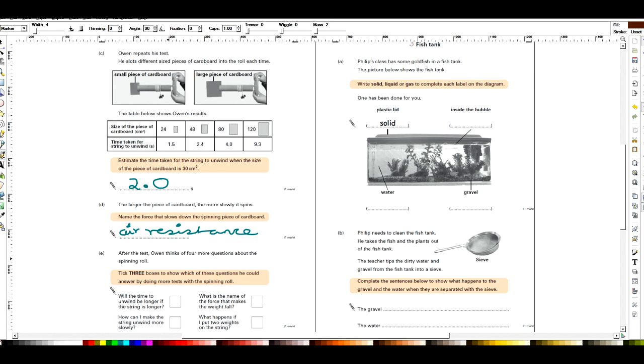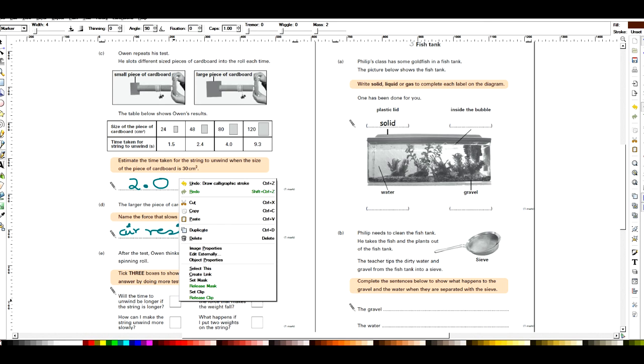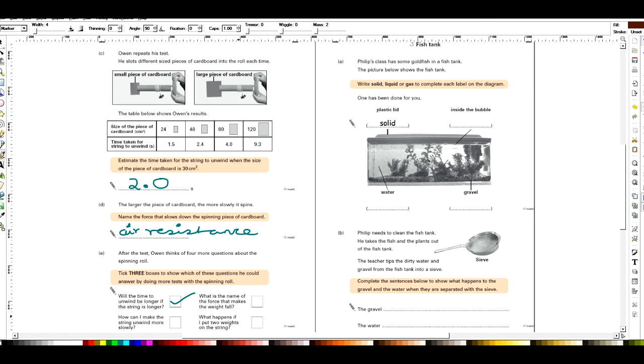After the test, Owen thinks of 4 more questions about the spinning roll. Tick 3 boxes to show which of these questions he could answer by doing more tests with the spinning roll. Will the time to unwind be longer if the string is longer? Could that be tested? Yes. What is the name of the force that makes the weight fall? No, you can't test that one. That doesn't make any sense. How can I make the string unwind more slowly? You could investigate that. And what happens if I put 2 weights on the string? We could definitely do that as well. So it's all those 3, not that one.